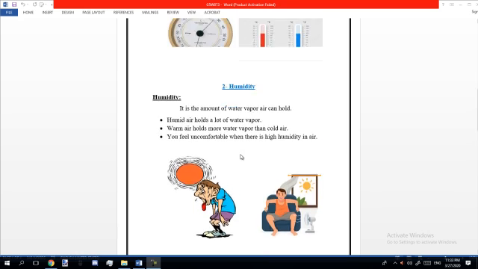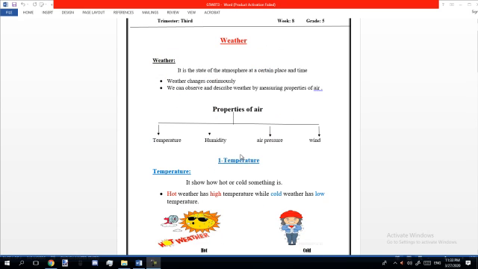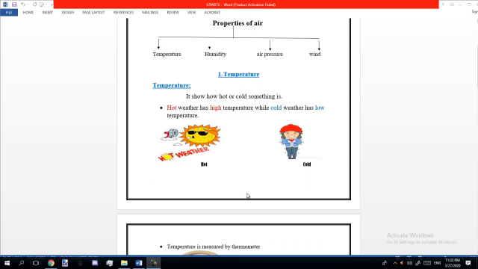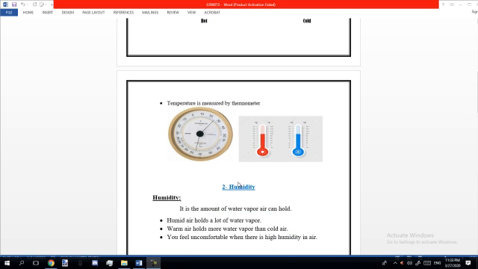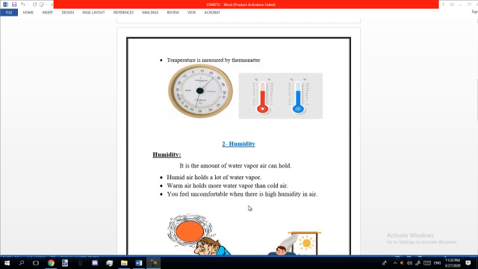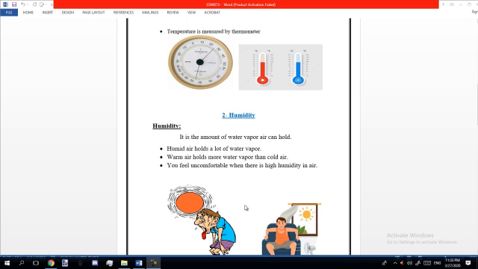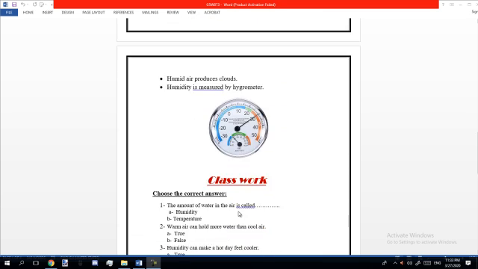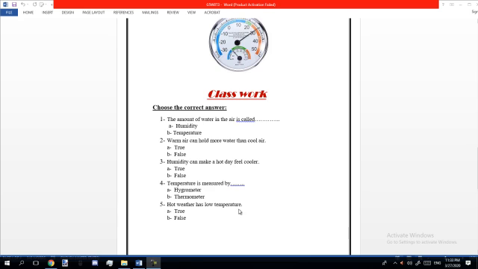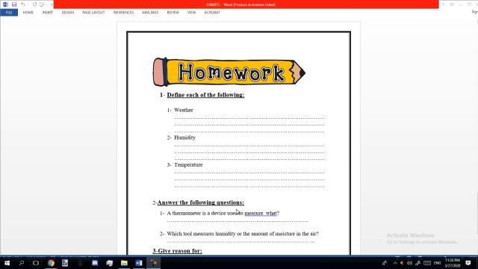So this time we studied two properties of the air. We'll continue with the other two properties next session, inshallah. We studied today the temperature and the humidity. You have to know the description or the definition of each one and which is the tool used for each of them. Now we come to our classwork, and of course don't forget to do your homework.